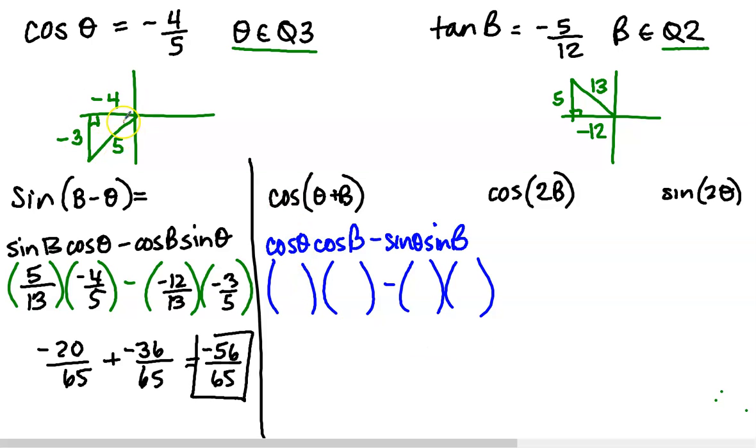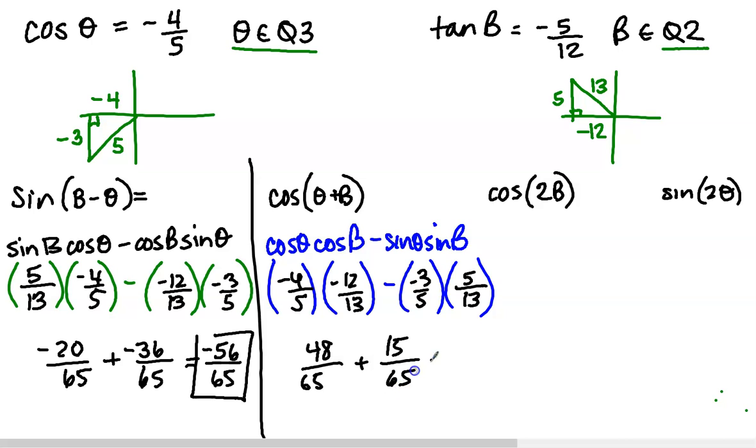Cos of theta is adjacent over hypotenuse, negative 4/5. Cos of beta, adjacent over hypotenuse, negative 12/13. Sine theta, opposite over hypotenuse, negative 3/5. Sine of beta, opposite over hypotenuse, 5/13. Here, we're going to get positive 48/65. And then I just do the negative times here, so negative, negative, positive would be positive, and then 15 over 65. So I ended up with 63/65 for that answer.